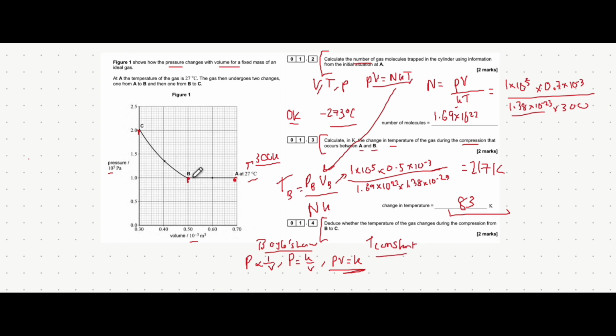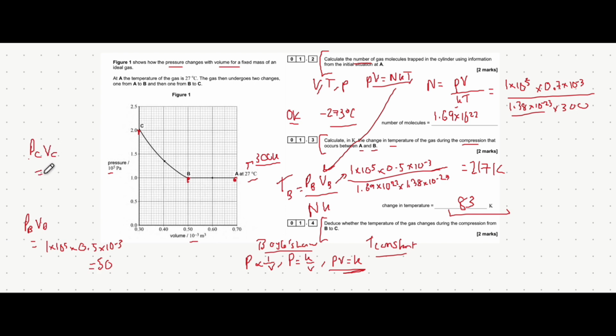Let's first find the pressure times volume at B. So pressure of B times the volume of B is equal to 1 times 10 to the power of 5 multiplied by the volume at B, which is 0.5 times 10 to the minus 3. All of that multiplies to give 1 times 10 to the power of 5 multiplied by 0.5 times 10 to the power of minus 3. That's 50.